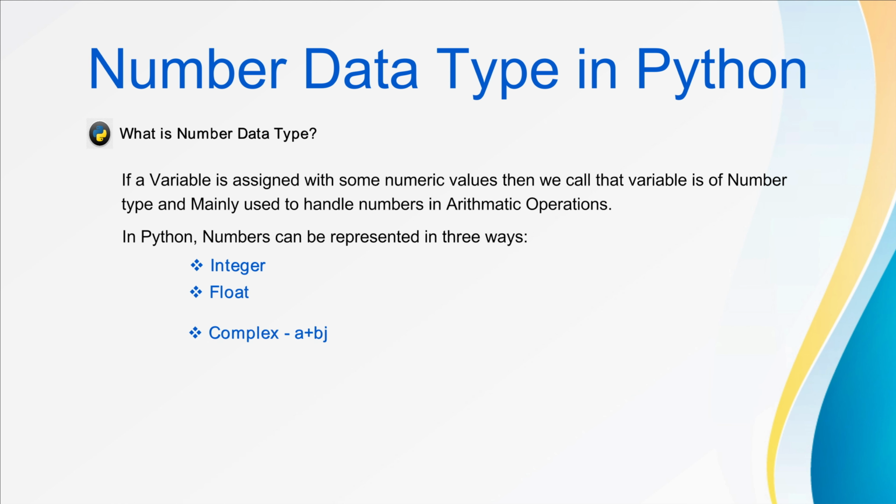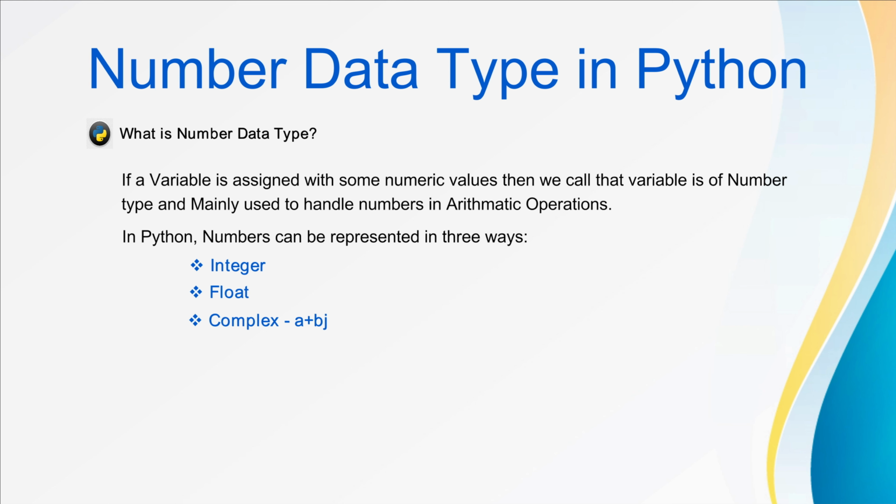So the other type of number is complex number. Complex numbers are the third type of numbers supported by Python and an extension of real numbers. Complex numbers have a real part and an imaginary part in the form of a plus bj. In Python, the imaginary part will be represented with the letter j as suffix.